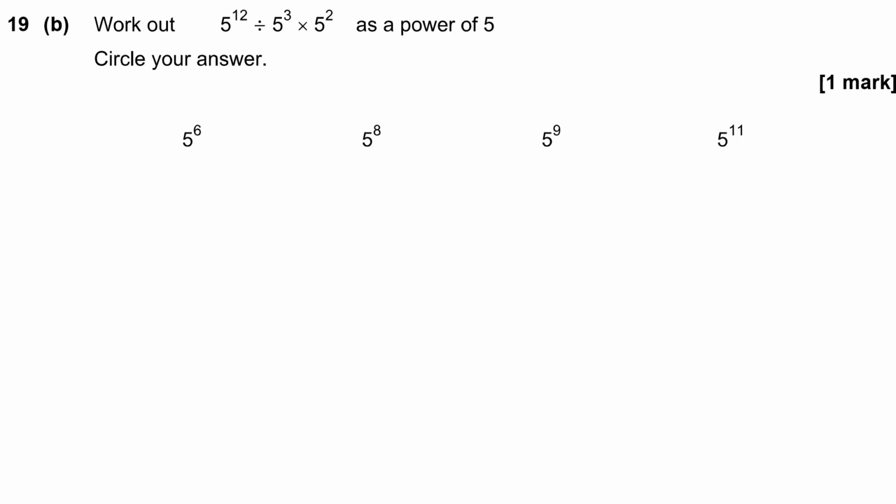Okay, I'm just going to use the fact that when I multiply them, I add the indices, and when I divide them, I subtract the indices. So this is going to be the same as 5 to the power of 12 subtract 3 plus 2. So 12 subtract 3 is 9 plus 2 is 11. So that's equal to 5 to the power of 11.